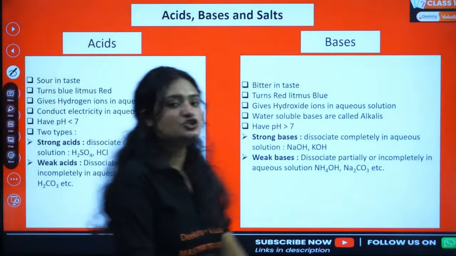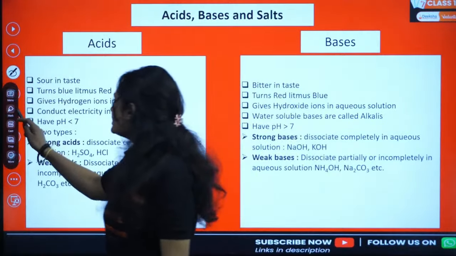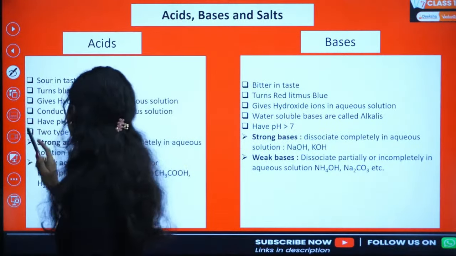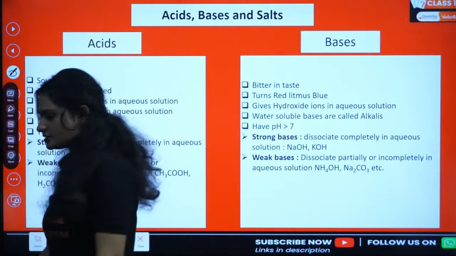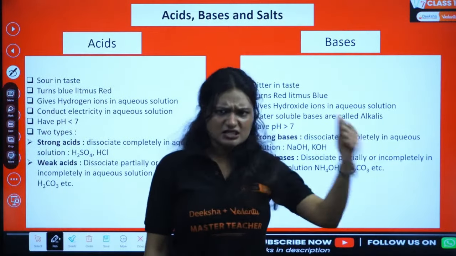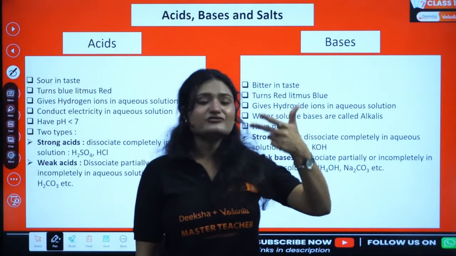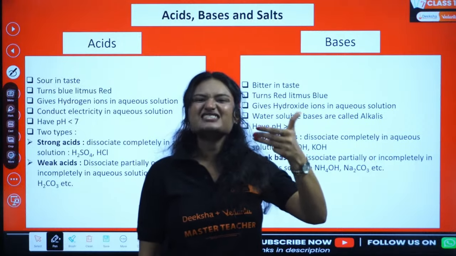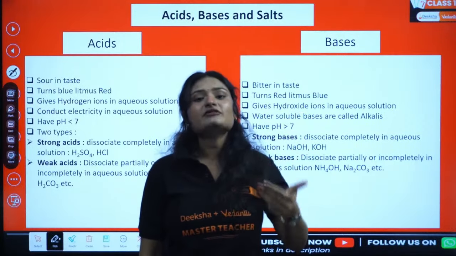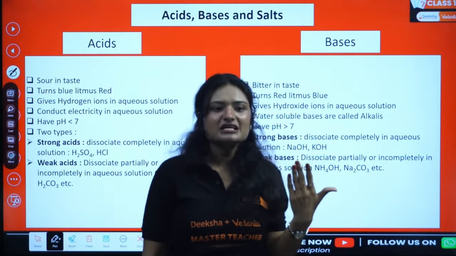Acids, bases and salts. So what are acids and what are bases? Acids are sour in taste. They turn blue litmus red. They give hydrogen ions in aqueous solution. They conduct electricity due to these hydrogen ions. They have a pH less than 7. Right? These are the characteristics of an acid.